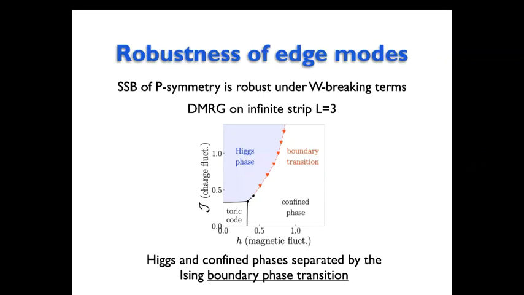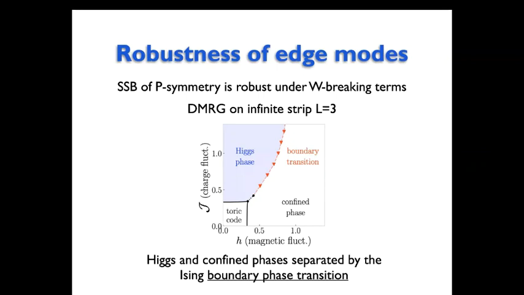Here I have an SPT and its physical property, which is the edge modes, is also robust for a while. So two phases in the phase diagram are only separated by a boundary transition. Normally, we would still call them the same phase. I'm just saying that if you want to try to distinguish these two phases, you need to cut, and then you look on the boundary.